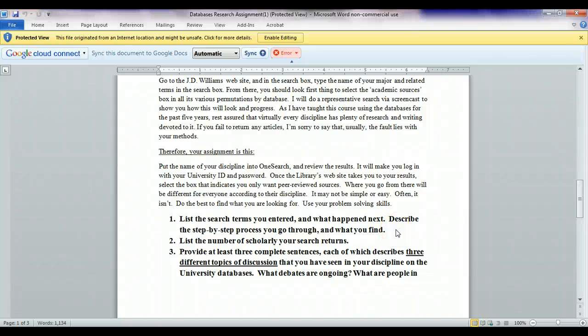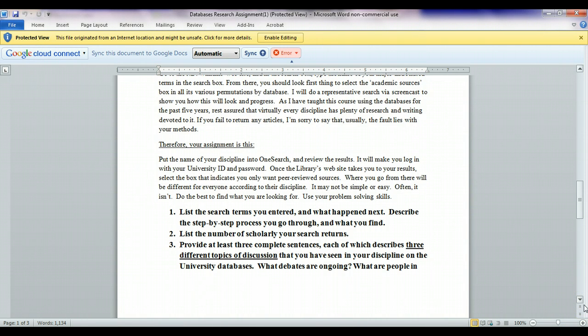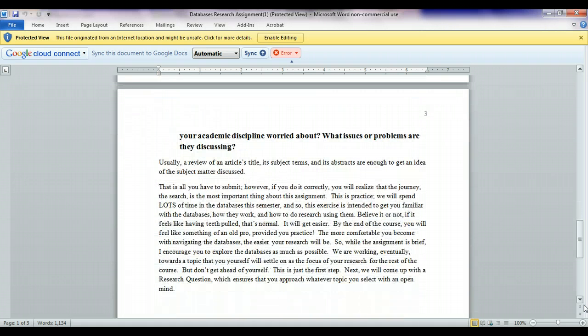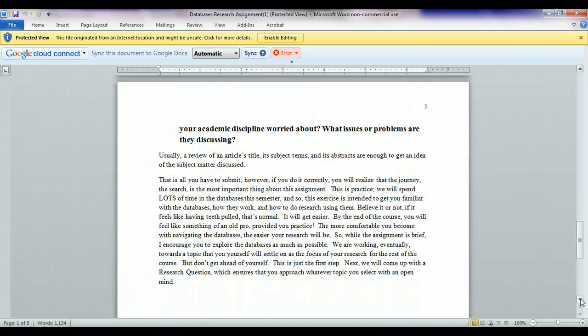Discipline on the university databases. So, search terms you entered. How many hits you got? Three different topics that you see. What debates are ongoing? These are things to consider. What are people in your discipline worried about? What issues or problems are they discussing?